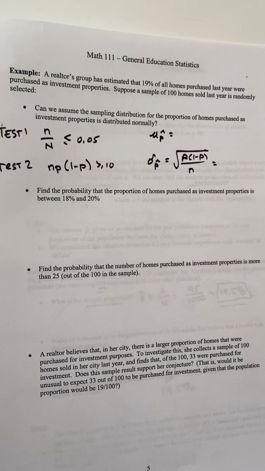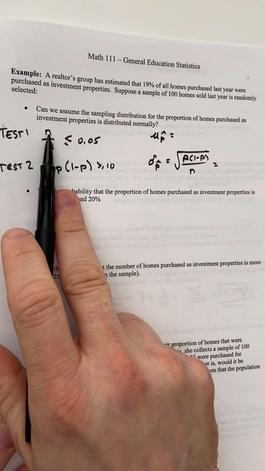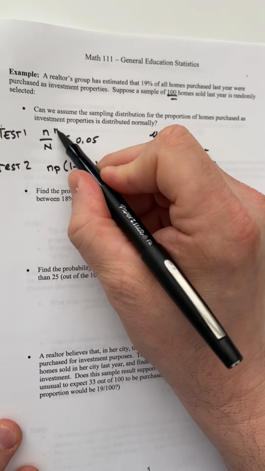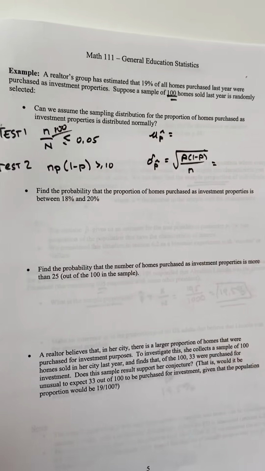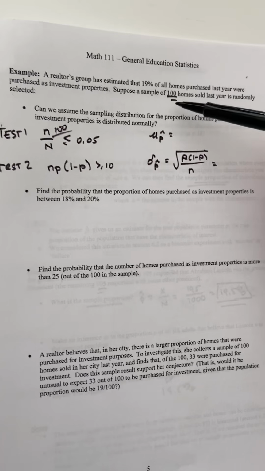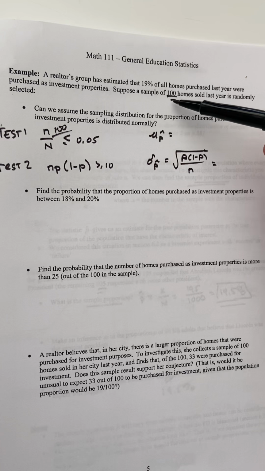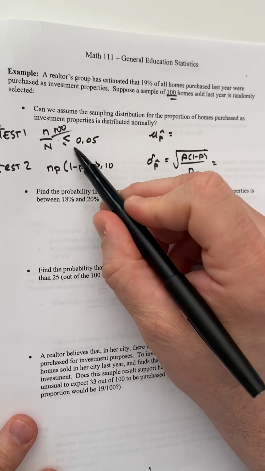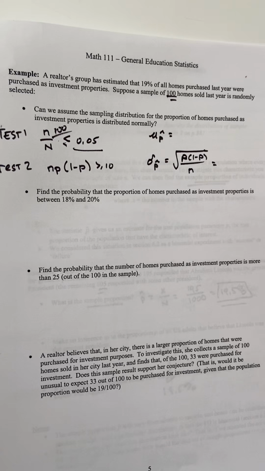So our two criteria are: take our value n, the number in the sample, and compare it to the total number of homes sold. Well, for heaven's sakes, I bet last year the total number of homes sold was huge. So when you divide 100 by huge, it's going to be less than 0.05. So criteria number 1 passes.